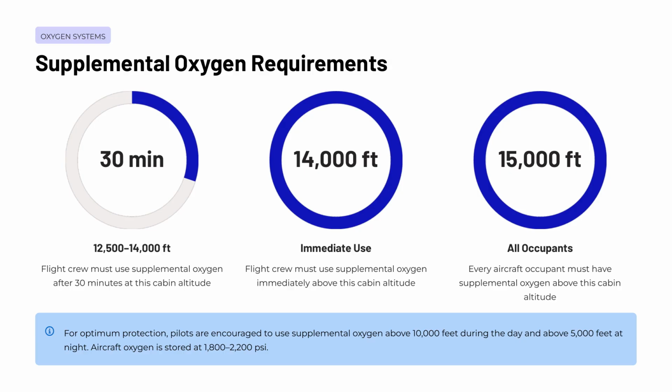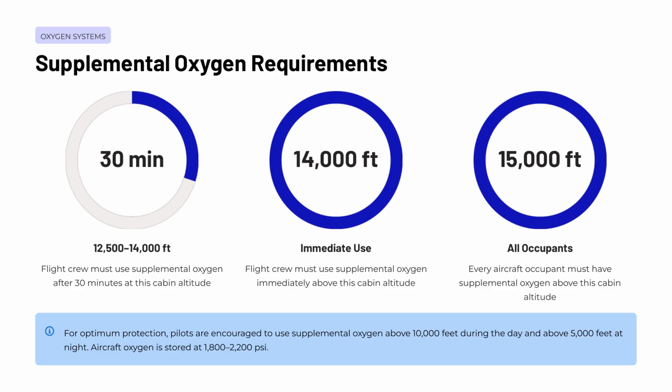Federal aviation regulations establish clear thresholds for supplemental oxygen use, and as a flight crew member, you must know these altitudes without hesitation. Between 12,500 and 14,000 feet cabin altitude, regulations require flight crew to use supplemental oxygen if the aircraft operates at that altitude for more than 30 minutes. Once you exceed 14,000 feet cabin altitude, that grace period disappears entirely. Supplemental oxygen use becomes immediate and mandatory for all flight crew. At 15,000 feet, the requirement extends to every occupant on board, not just the crew.